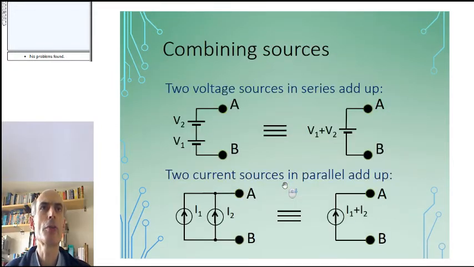Next, we have to note that 2 voltage sources in series add up. So a voltage source V1 in series with a voltage source V2 behaves just like a voltage source V1 plus V2. That's just Kirchhoff's voltage law. And 2 current sources in parallel add up. I1 and I2 behave like a single current source of I1 plus I2. And you get that result by applying Kirchhoff's current law to either the node at A or the node at B, doesn't matter.